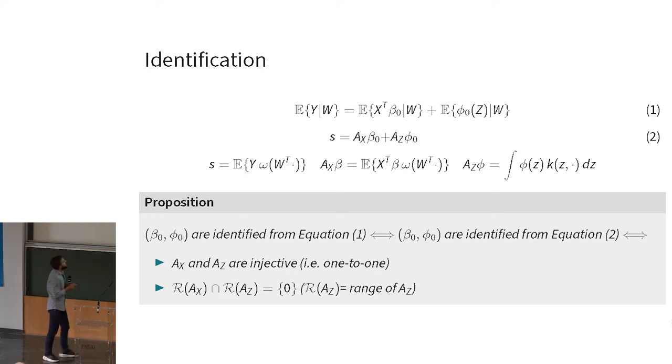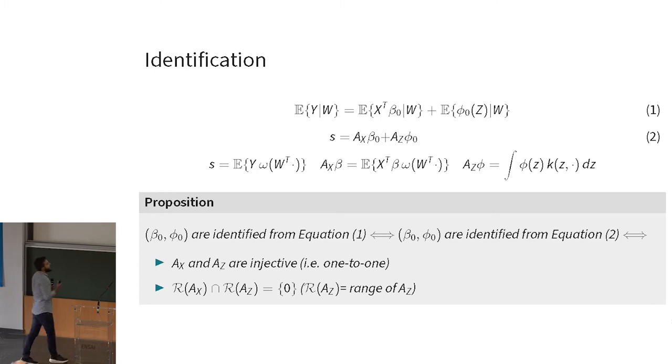First of all, we must have that AX and AZ are injective, so one to one. And second, we must have that the intersection between the range of AX and the range of AZ has to contain only the identically zero function. So we'll actually assume these two conditions throughout this presentation here.